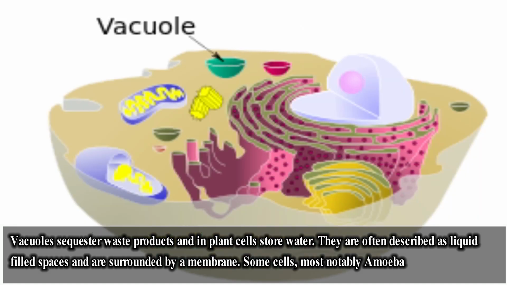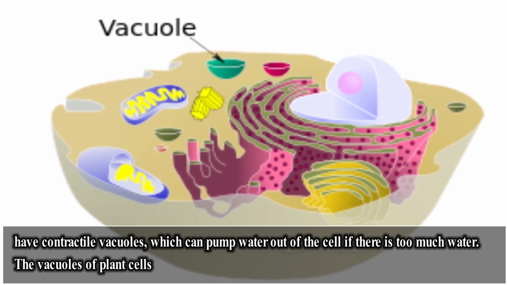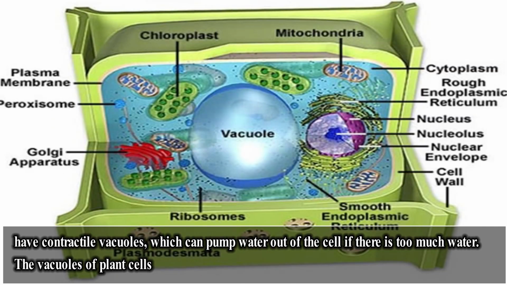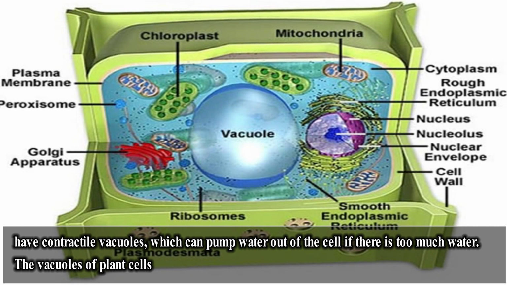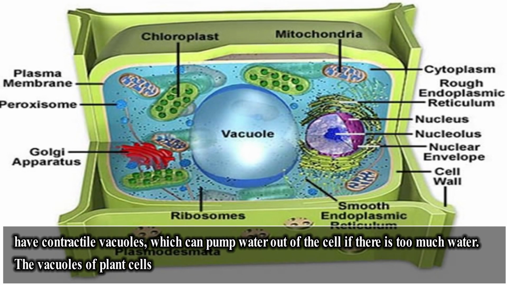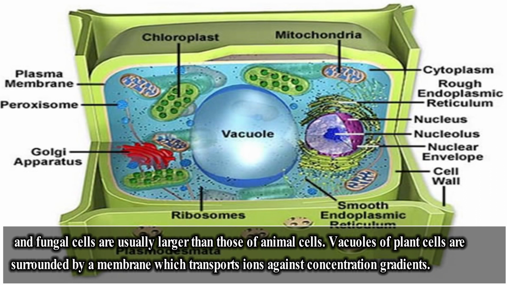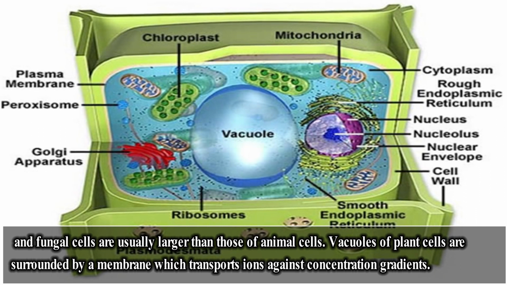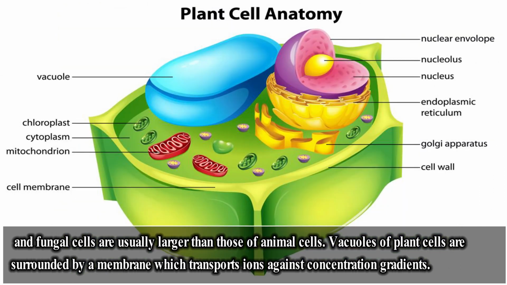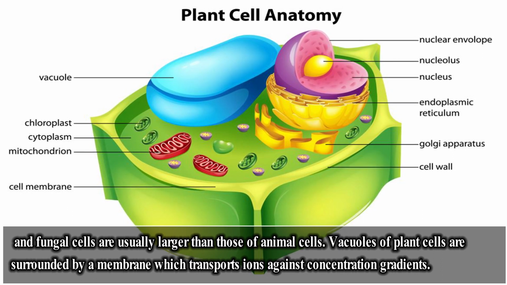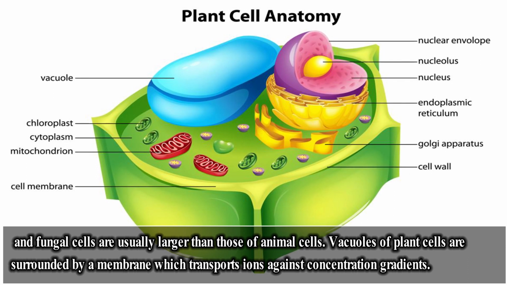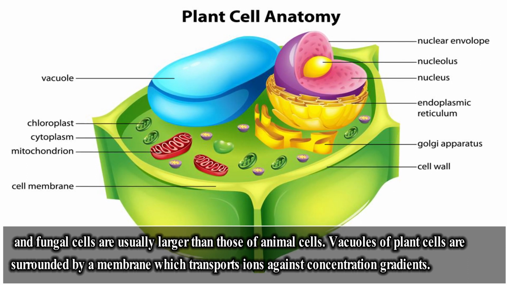Some cells, most notably amoeba, have contractile vacuoles which can pump water out of the cell if there is too much water. The vacuoles of plant cells and fungal cells are usually larger than those of animal cells. Vacuoles of plant cells are surrounded by a membrane that can transport ions against concentration gradients.